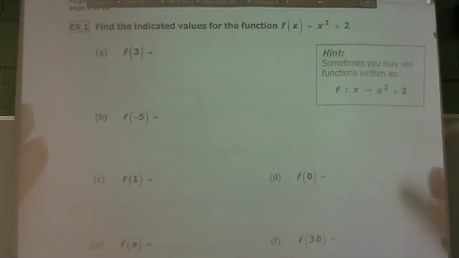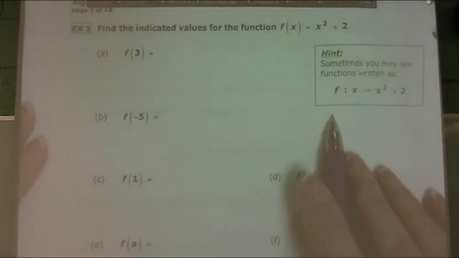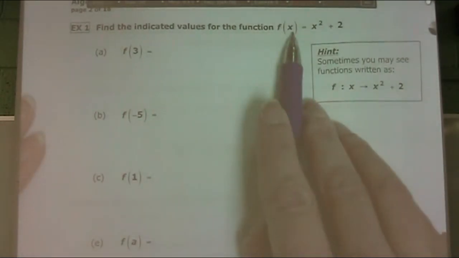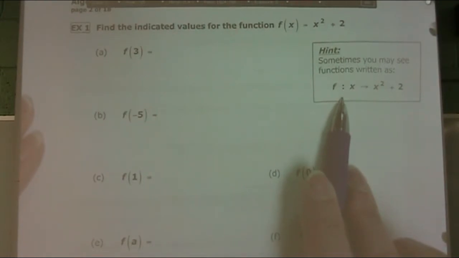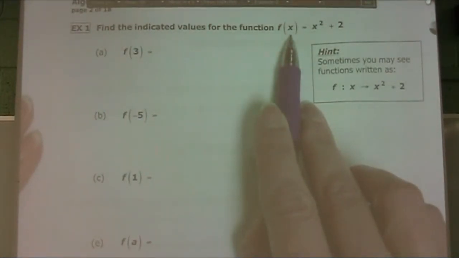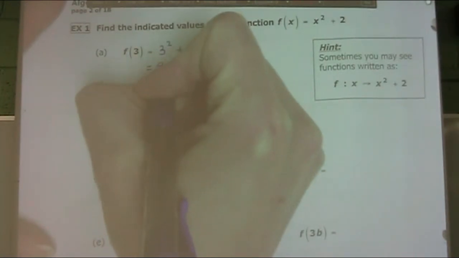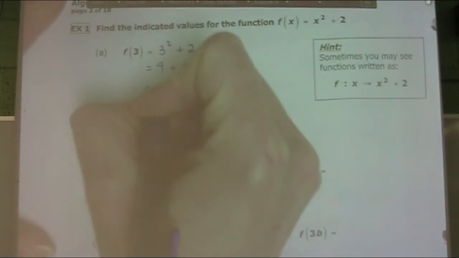All right, it says, find the indicated values for the function f of x equals x squared plus 2. Now, over here in the box is something interesting. Your book sometimes writes this like this, which I find very bizarre. And pretty much no one else does it, but they do. But it means this, okay? So if we want to find f of 3, this would be x squared, or 3 squared, plus 2. 3 squared is 9, plus 2, which equals 11.